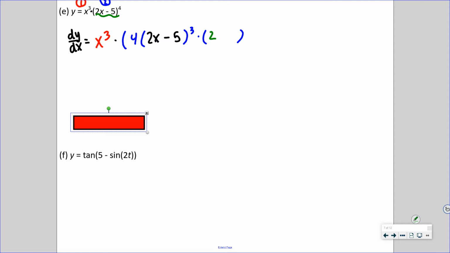Okay, I'm not done. That was just first times derivative of the second term. Plus second term, (2x minus 5) to the power of 4 times the derivative of the first term, 3x squared.